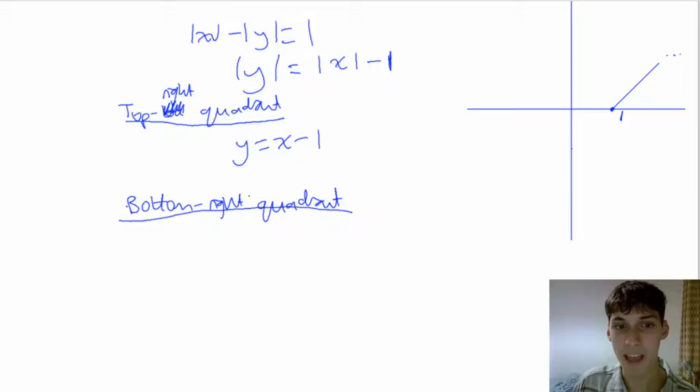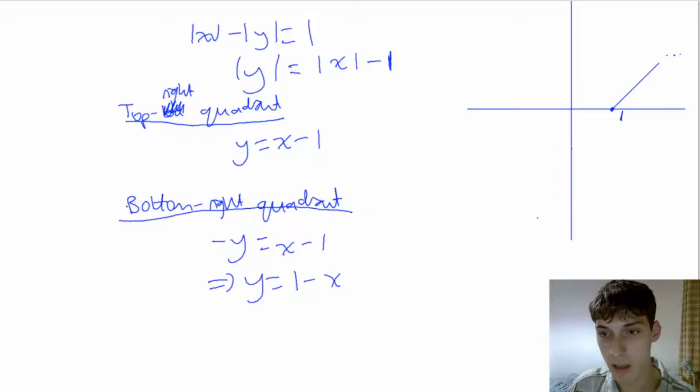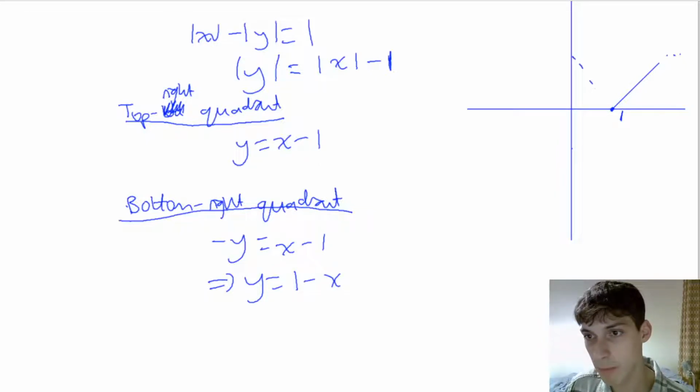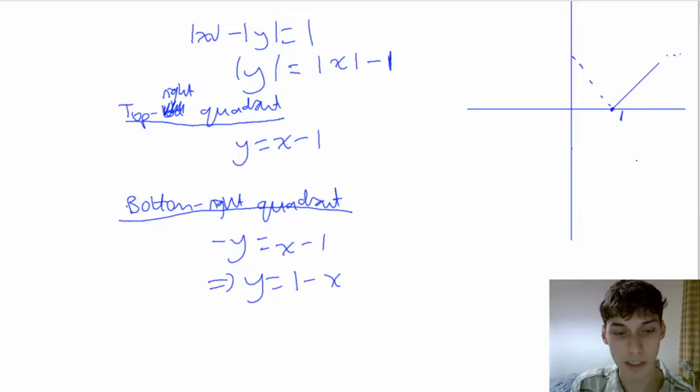This is where x is positive and y is negative. So we want minus y is equal to x minus 1, which gives y is equal to 1 minus x. Okay, let's think about where this line is going. The y-intercept is 1 and the gradient is -1. So again, we're just going to be following it down like that, and then it's going to continue downwards.